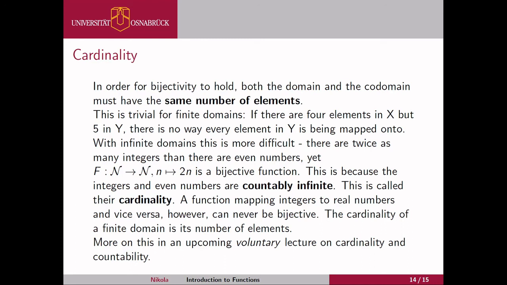And when we deal with rational or real numbers, things change. Real numbers are not countably infinite. I will dive a bit deeper into this in the upcoming voluntary lecture, but for now, keep in mind that cardinality can be an easy way to argue that bijectivity is impossible.